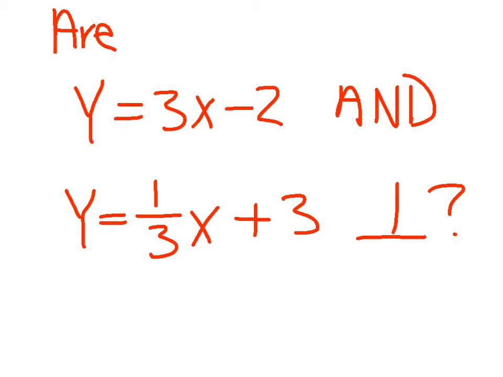Okay, are y equals 3x minus 2 and y equals 1/3 x plus 3 perpendicular? Why are these not perpendicular lines? Because they're both positive. Right, they're both positive. Remember, you need the negative reciprocal of one of them to be able to say that they're perpendicular. If this is 3x, what's the slope of the line that's perpendicular to this? It will be a negative 1/3. So these are not perpendicular.